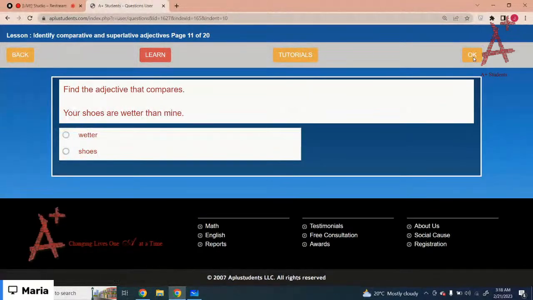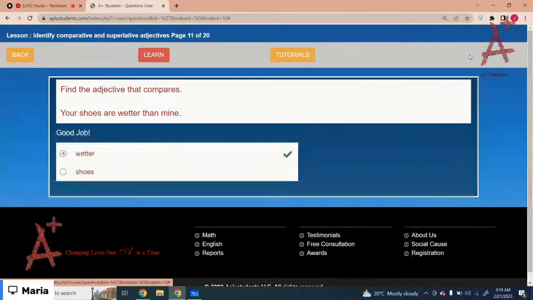Your shoes are wetter than mine. So which is the correct option? The correct option is wetter. It is ending with er. So the correct option is wetter.